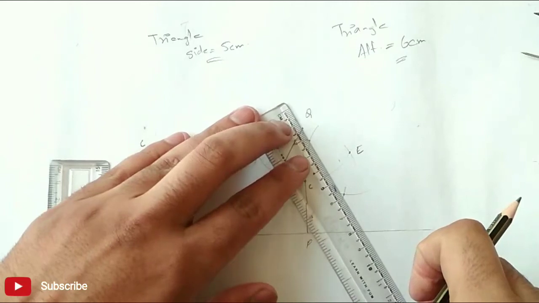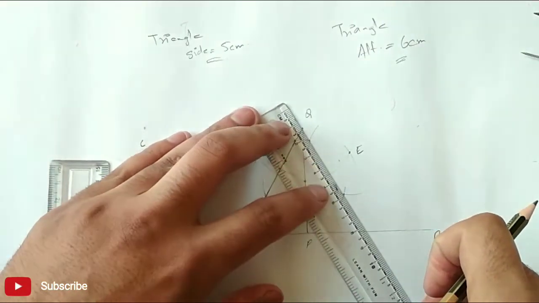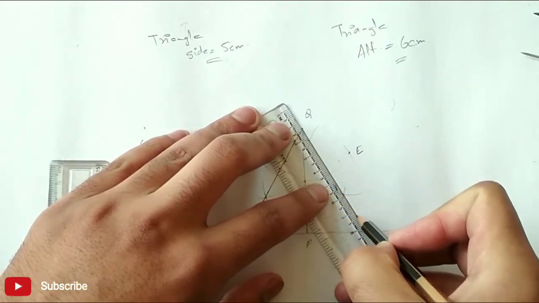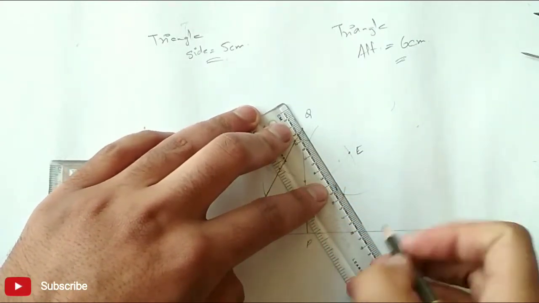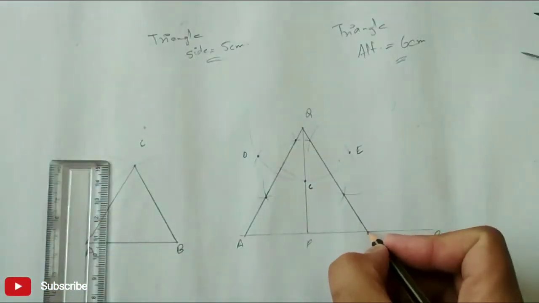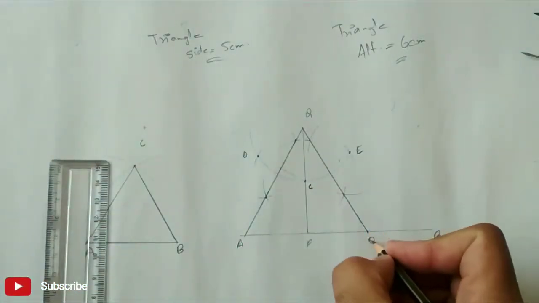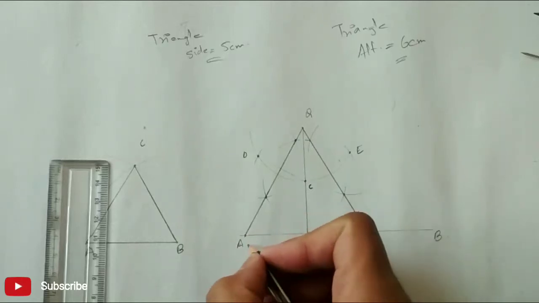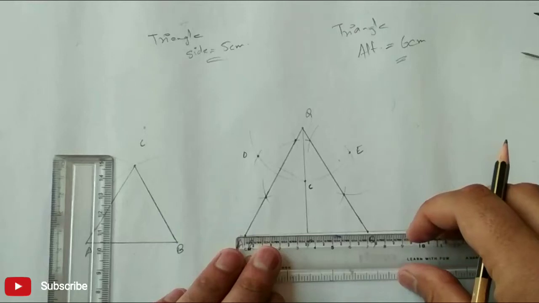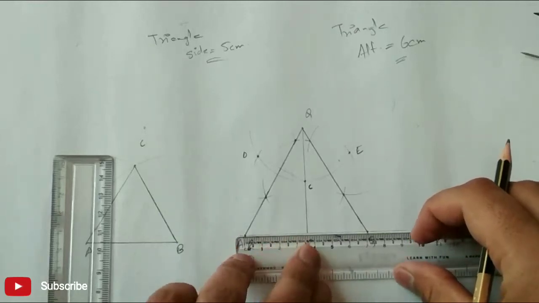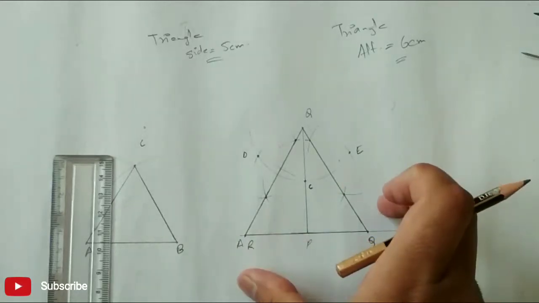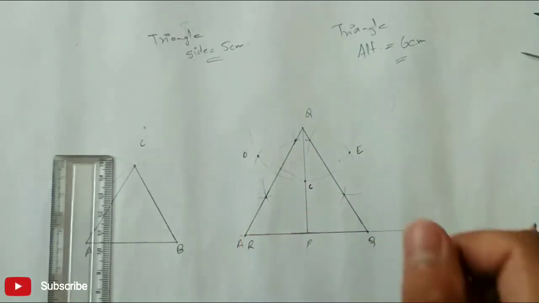Alright, then I'll take the scale and simply join these points, and I will extend it to the line AB. This line will intersect my line AB. Suppose I'll name it as Q, and this is point R. I will also make this line RQ dark as well, because this is the base of your triangle. So this is a triangle whose altitude is given.